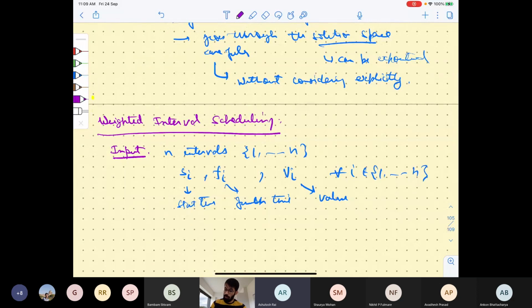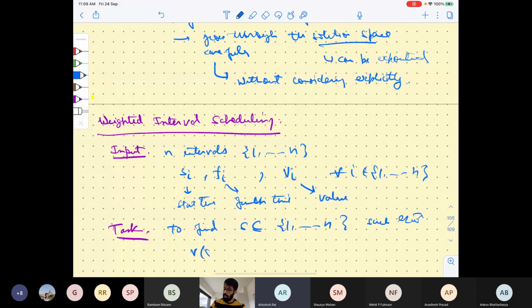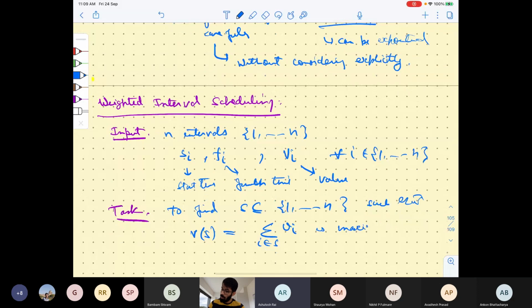What is the task that we have to answer? To find a subset S of 1 to n such that, let's call it V of S, equal to the summation over i belonging to S of vi, is maximum, and all the intervals in S are disjoint.